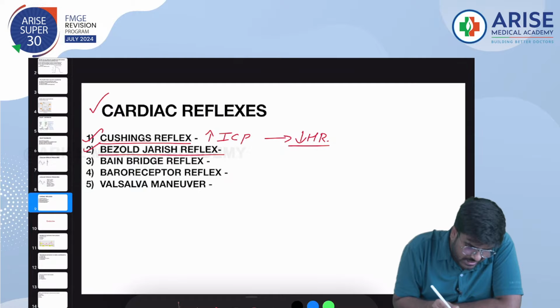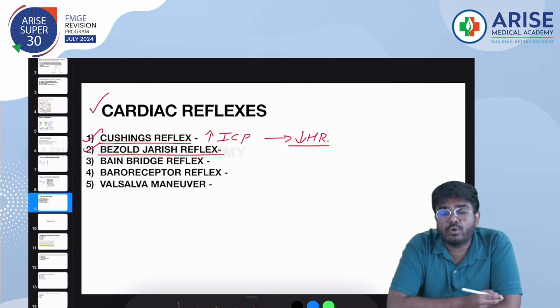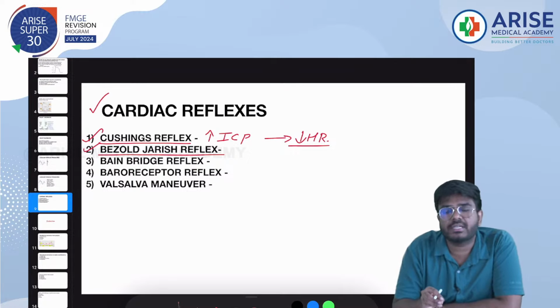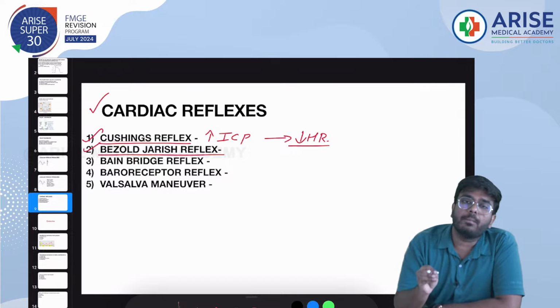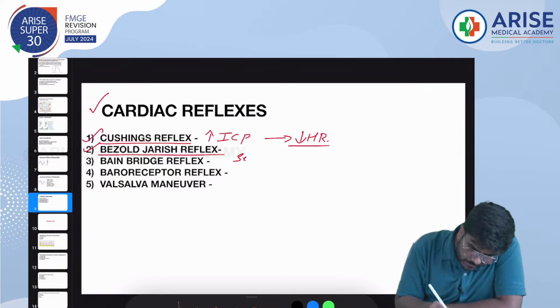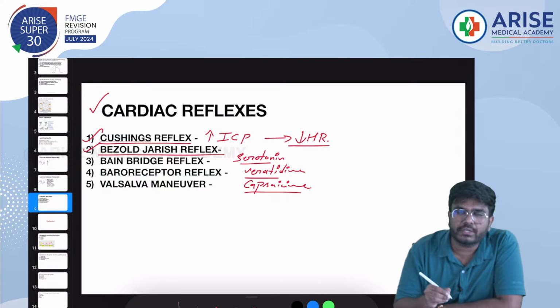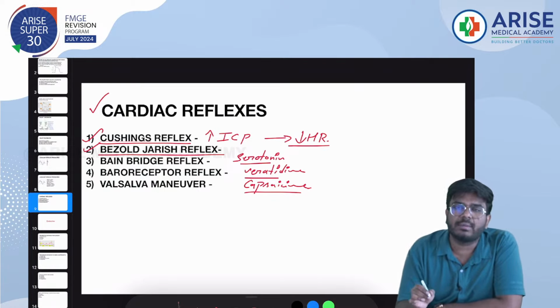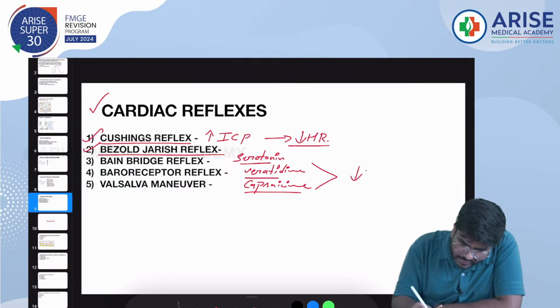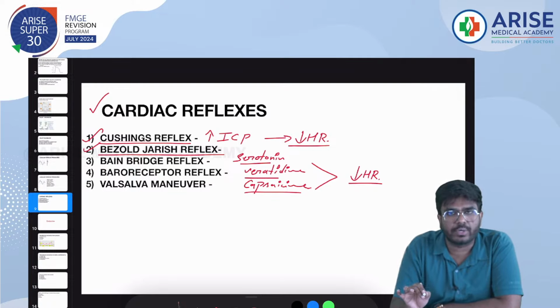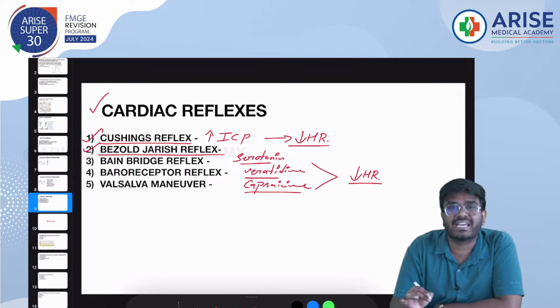Next, what is the Bezold-Jarisch reflex? The Bezold-Jarisch reflex means if you keep certain chemicals into the bloodstream, into the cardiovascular system, like serotonin, veratridine, capsaicin, there are certain chemoreceptors present which will ultimately, at the end of the day, decrease the heart rate. These are cardiac irritants. Because of these chemicals, the heart rate is going to decrease. This is called the Bezold-Jarisch reflex.